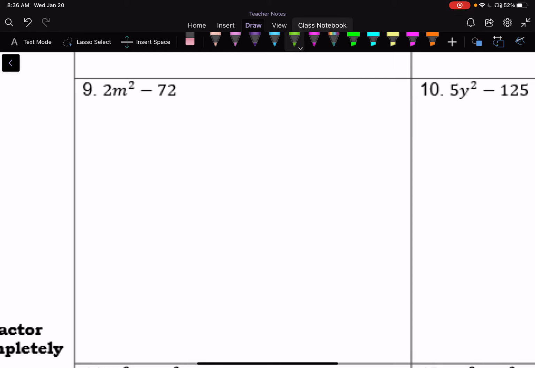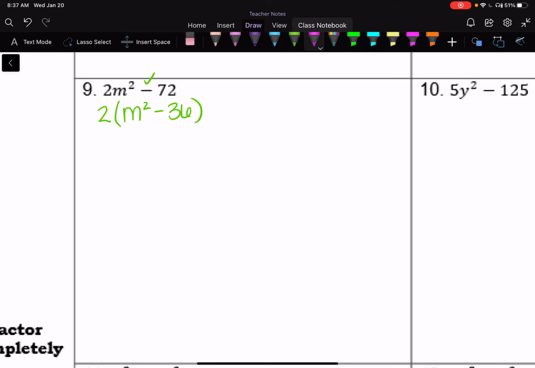Now for number 9, we're going to verify that there's a minus in the middle, which there is, and then take the square root of both sides. But what I notice here is it's 2m squared. So 2 is not a perfect square. So what I'm going to do before I take my perfect squares now is look for a GCF. 2 can be divided into 2 and 72. So when I divide that out, I'm left with m squared minus 36.